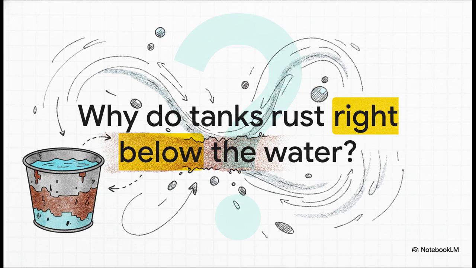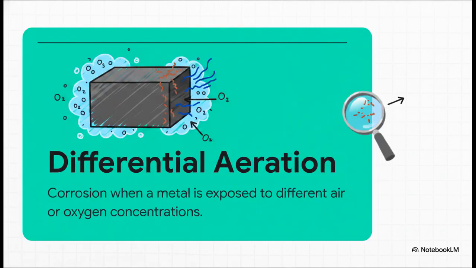So why does the metal decay so unevenly? Like, what invisible force is drawing a literal line right at the water's edge? Well, to answer that, we need to introduce our core concept for today. You'll probably see this written in your textbooks as differential aeration corrosion.